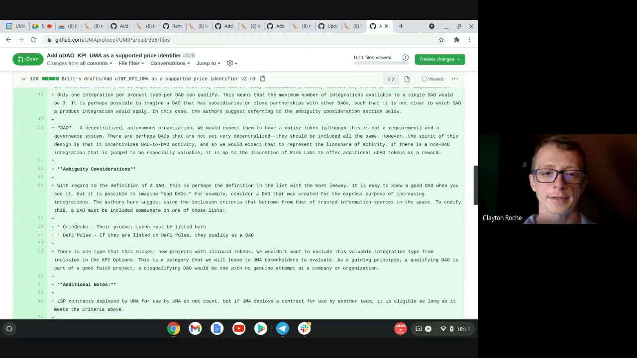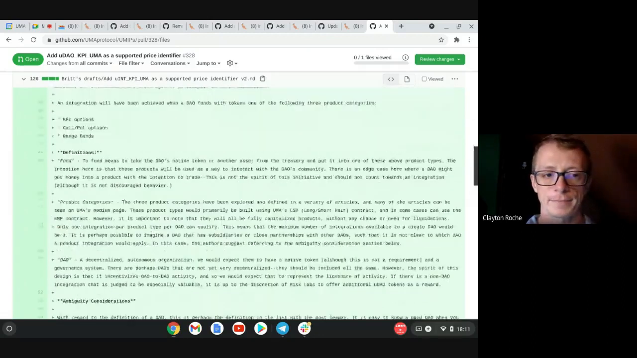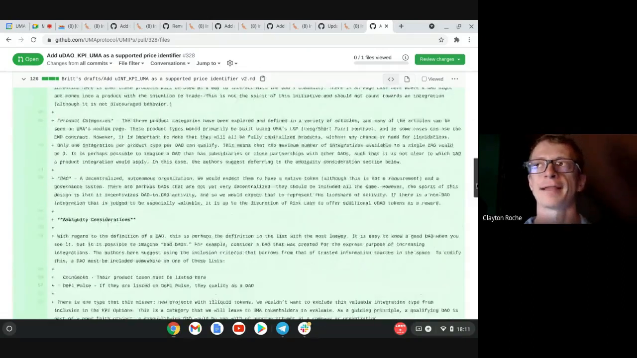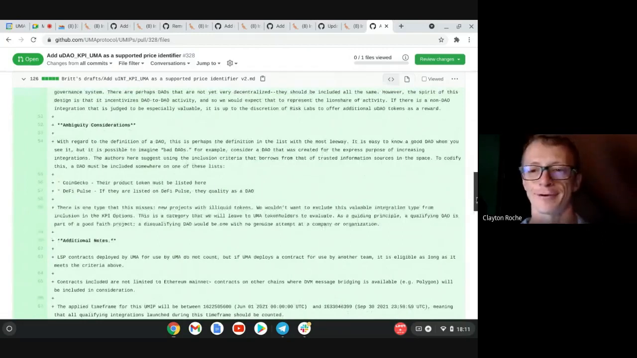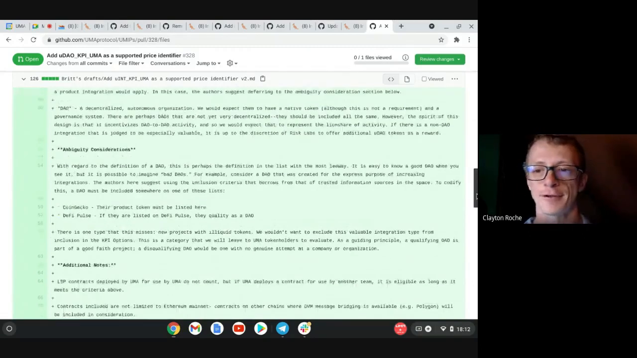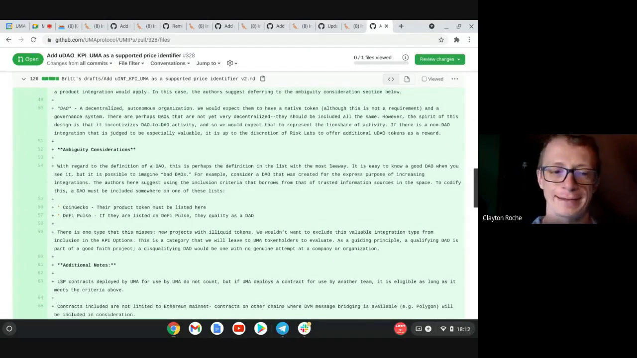The other thing here is that this is not meant to open any debates around whether a DAO is actually decentralized. So whether something calls itself a DAO and has a governance process, we would call it a DAO. This is not meant to open that can of worms at all.